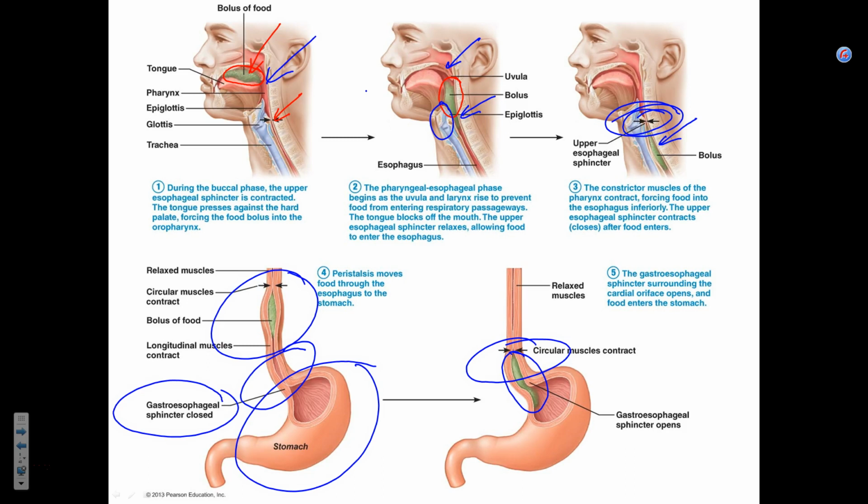Number two, this is a typical reflex arc. Stretch. That's the sensory part. Does that make sense? Stretch of the oropharynx. Are we clear? Via sensory neurons into the integration center, the medulla oblongata, which generates a motor response. I'm going to call it propulsion. Okay? Basically, swallowing.